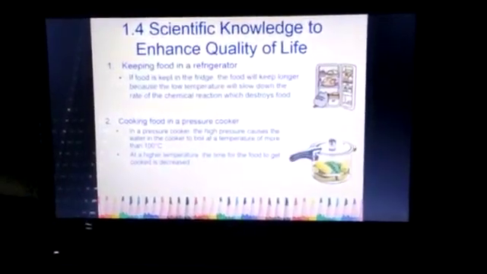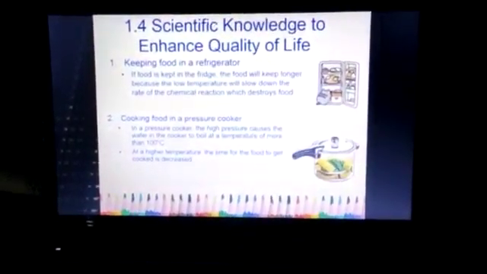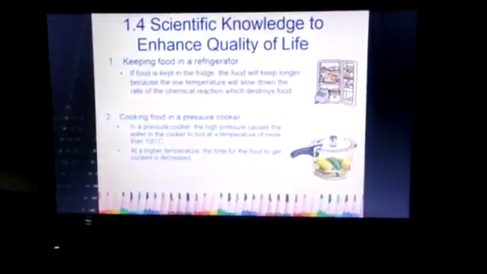Some scientific knowledge to enhance the quality of life. You can check it by yourself.